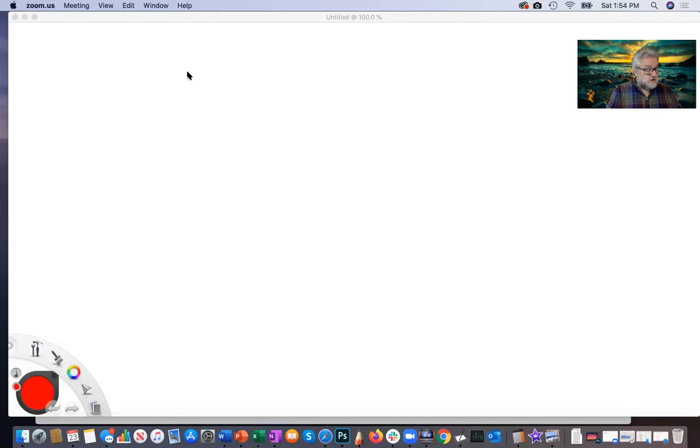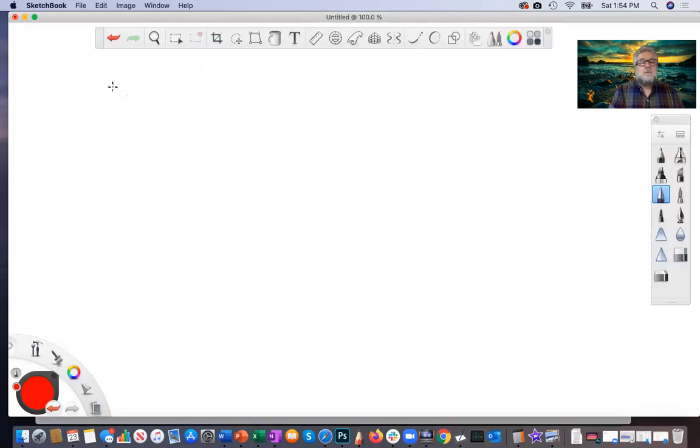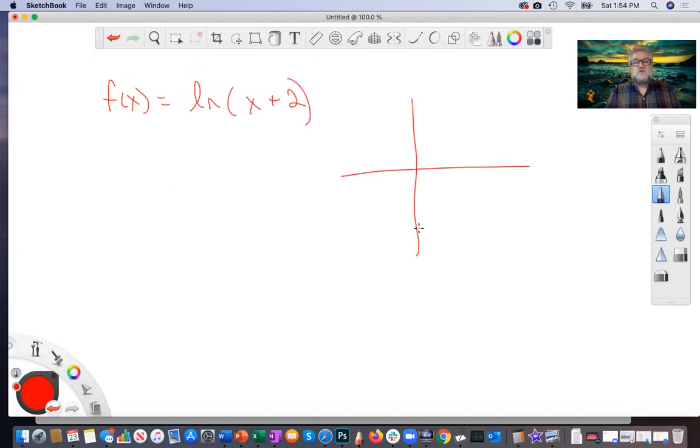Okay, so there are questions that ask for f of x equals ln x plus 2. The natural log function, when you look at the sheet of pictures that are in the book at the beginning of chapter 1.3, you'll see the natural log function looks like this. What does the x plus 2 do? And by the way, it always goes through the point 1, 0.